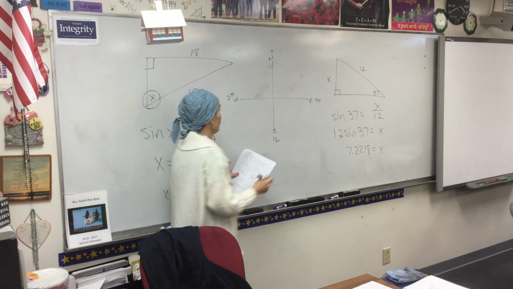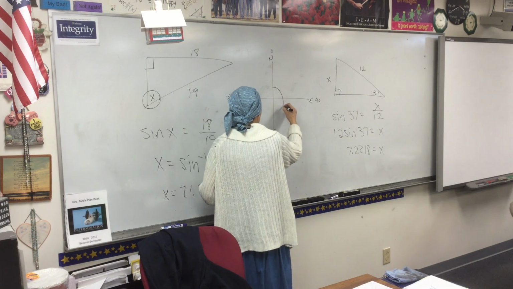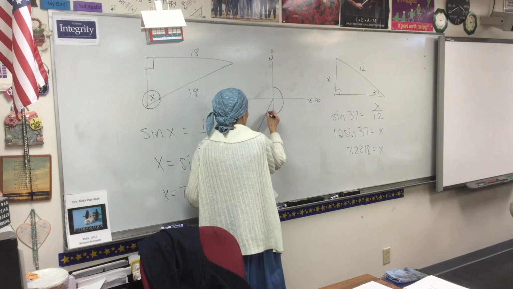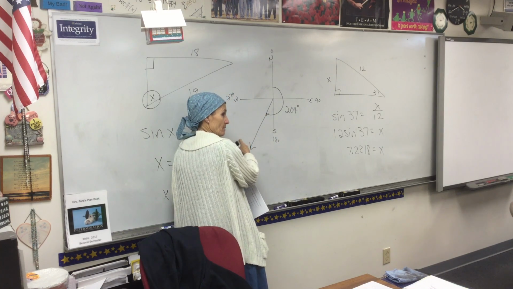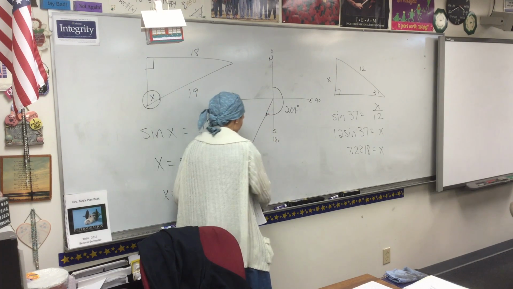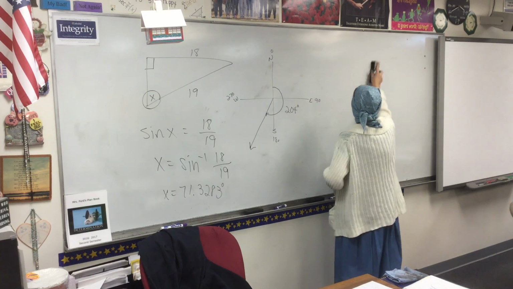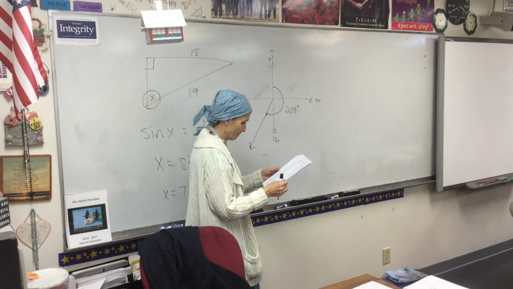Now, course of 204. So I'm going to start right here at due north. I'm just going to go around till I get to about 204, which is a little after 180, right? Yes. That's it. Done. Problem finished. Full credit, hopefully.